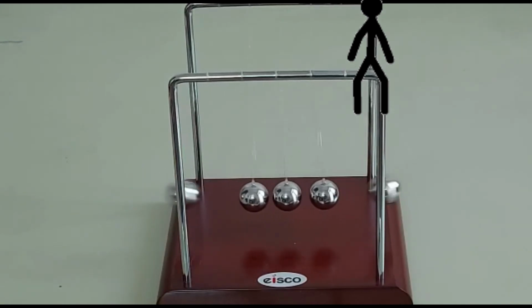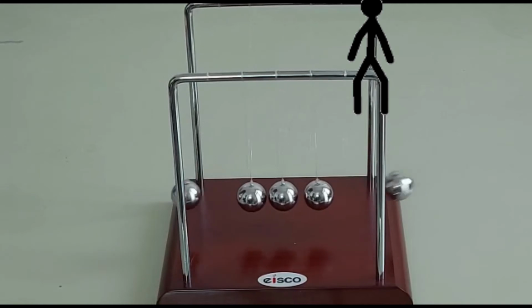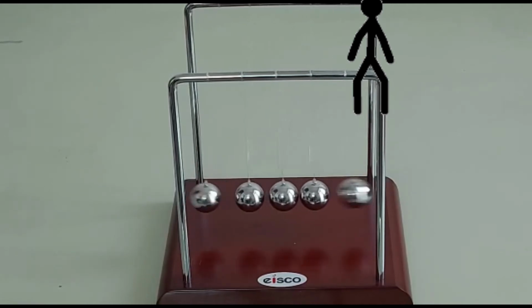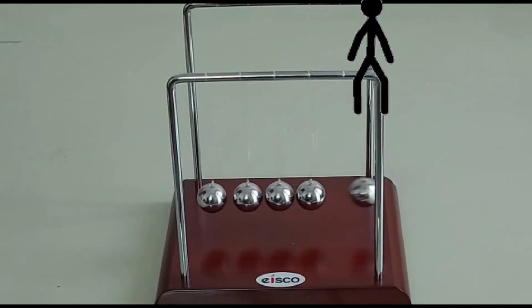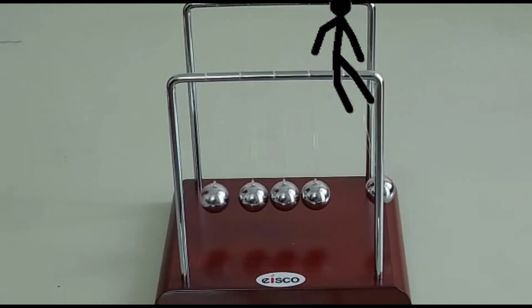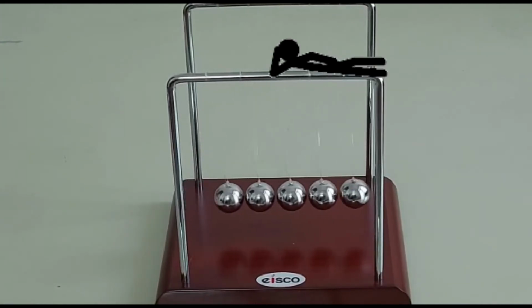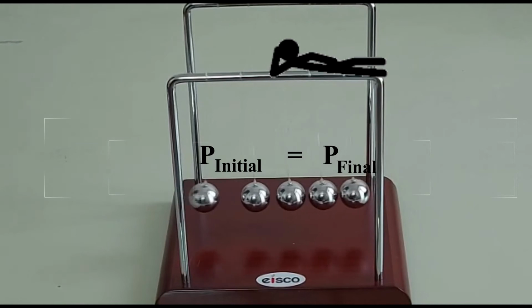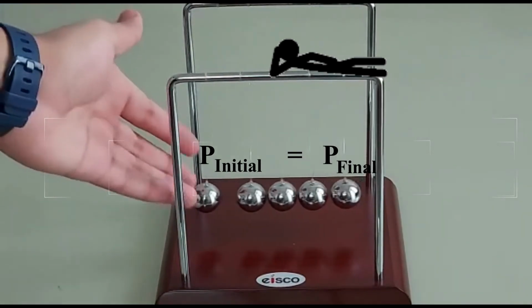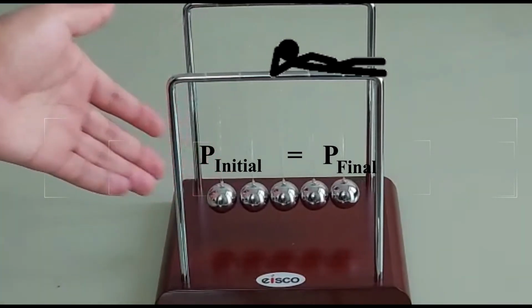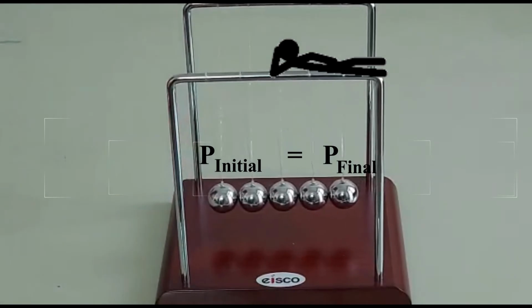Now what is the law of conservation of momentum? The law says momentum of a system remains constant unless an external force is applied. Mathematically, it is written out as P initially equals P finally. The Newton's cradle works on collisions. So let's have a look how conservation of momentum applies to collisions.